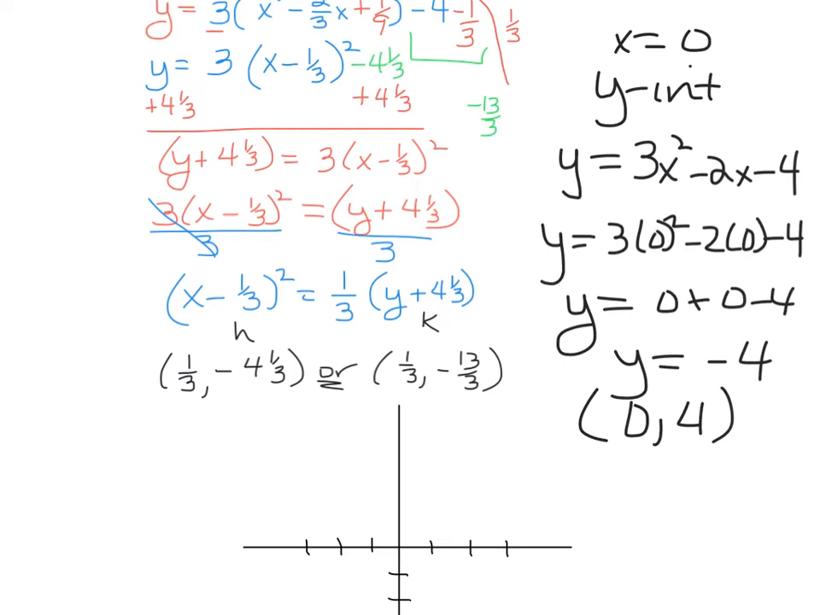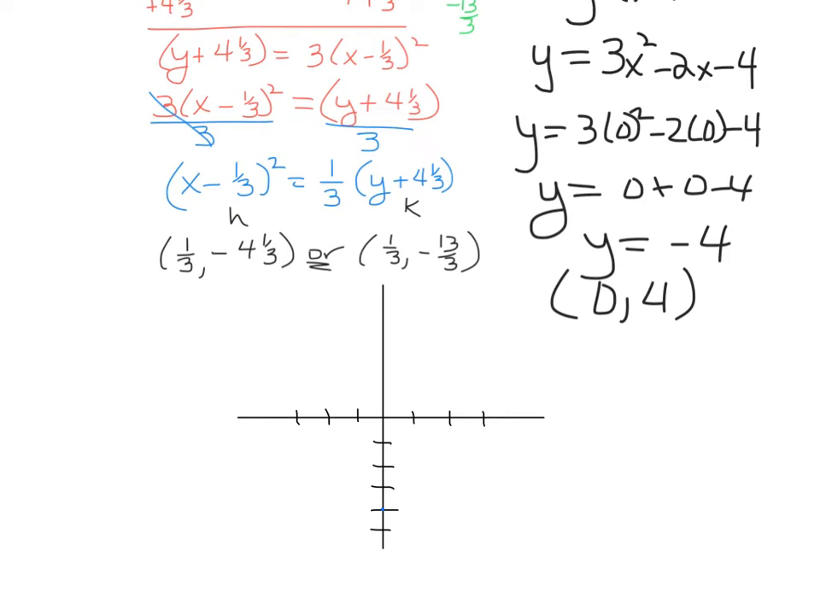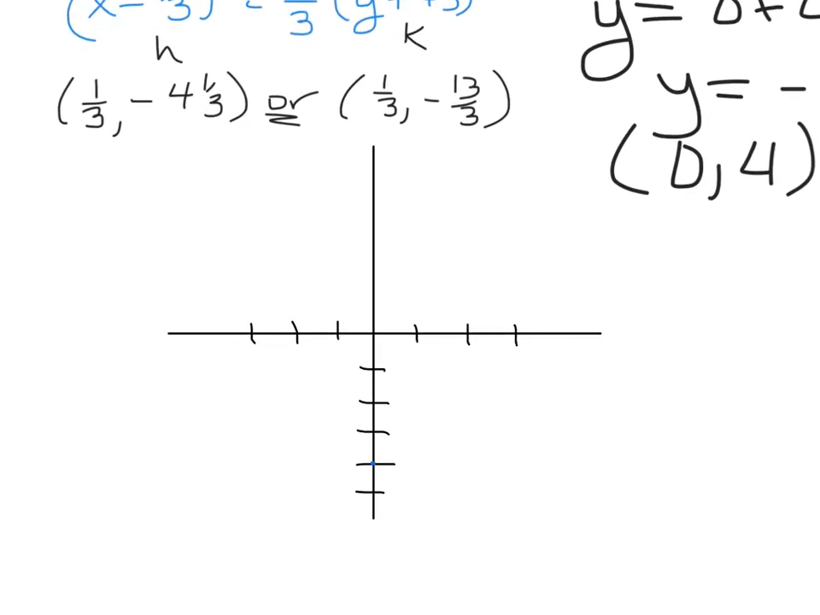So again, this is going to be kind of tricky to graph, but we can do it. So I'm going to go over to the right to 1/3 and then down to -4 1/3. So my vertex is going to be located somewhere down here. 1, 2, 3, 4, probably about here. I'll put a dot. Then my y-intercept is right there.